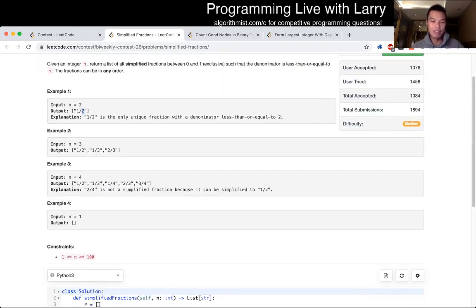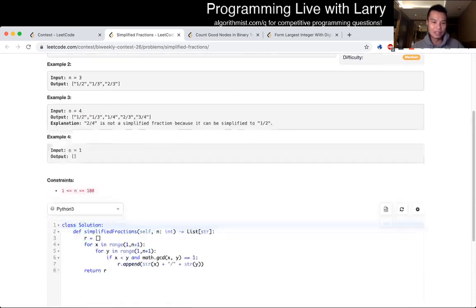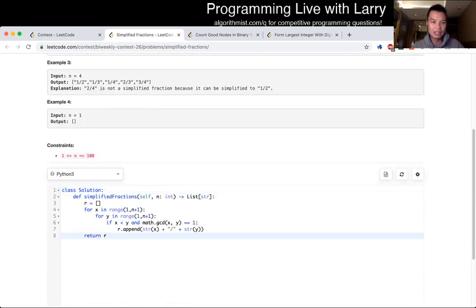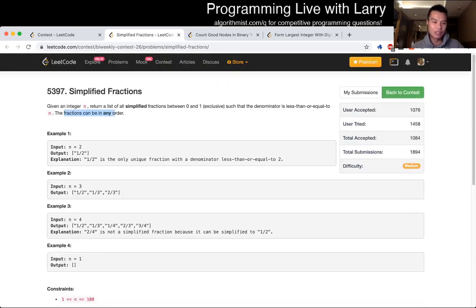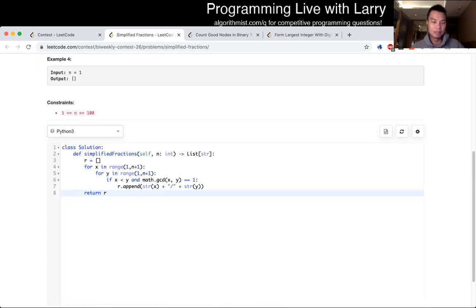That means you can't simplify it anymore. So basically what I did was just brute force, since n is only 100. Just check every x and y where x is less than y, and check that the GCD is equal to 1, sorry. And then that's it. I also checked that it could be in any order, so we don't have to do any sorting. So I just return it afterwards.